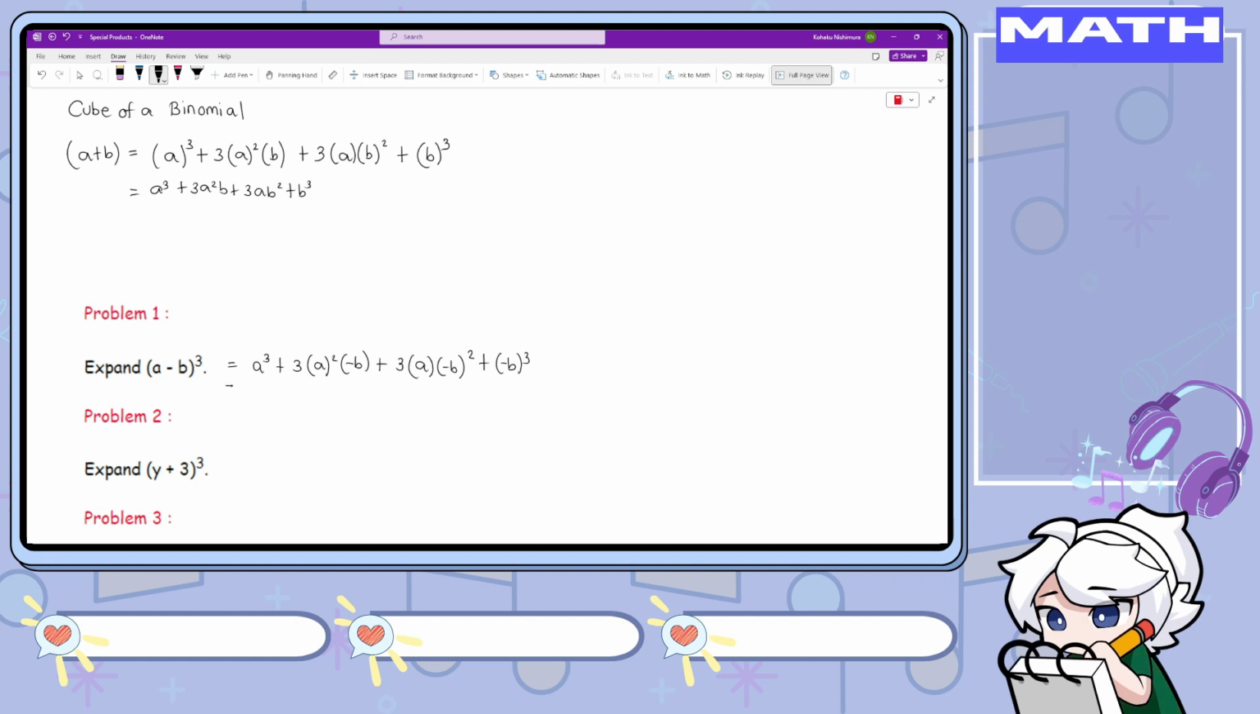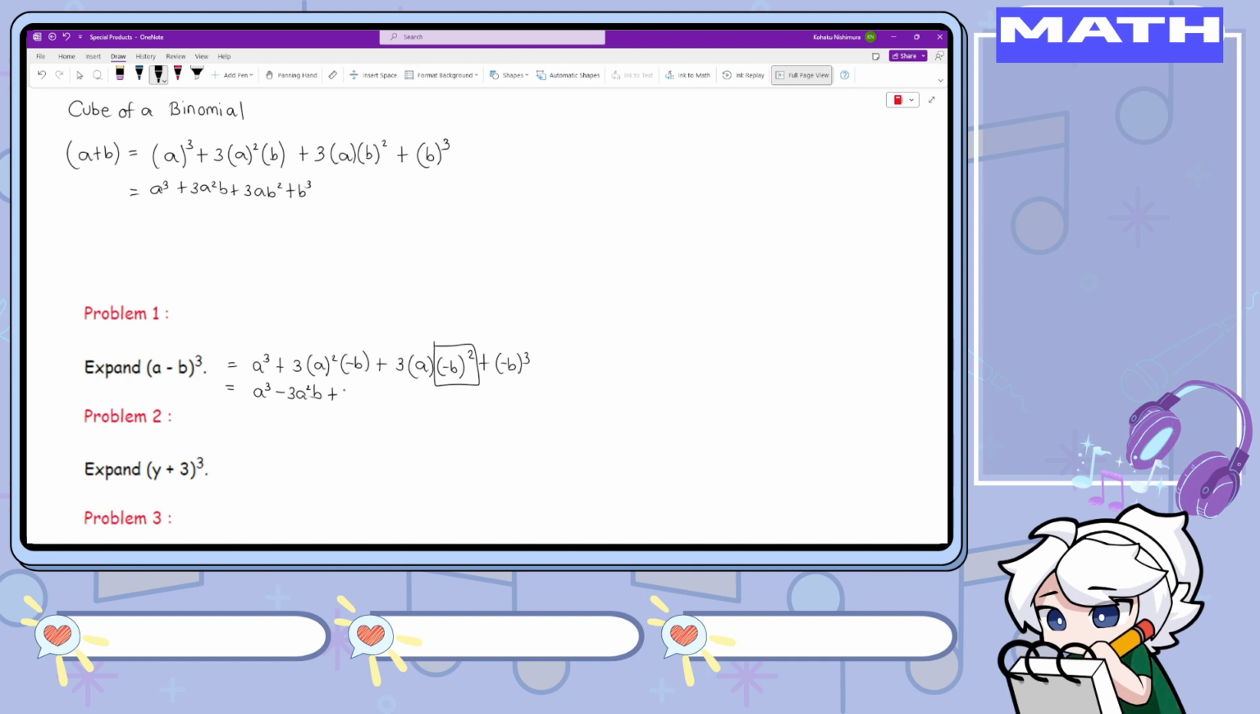Let's simplify this. If we do so, it's going to be a cube plus, or rather, let's check if it's plus. A squared is a squared, and a squared times 3 is 3, but we have here negative, so it's going to be negative 3a squared b. So we have noticed that the sign still differs from what is given. So be careful.